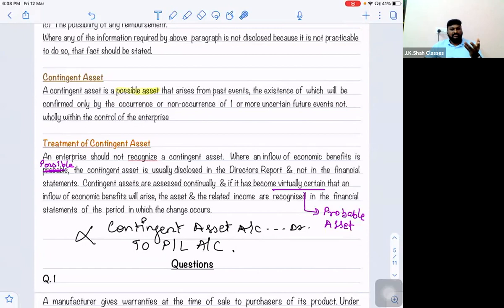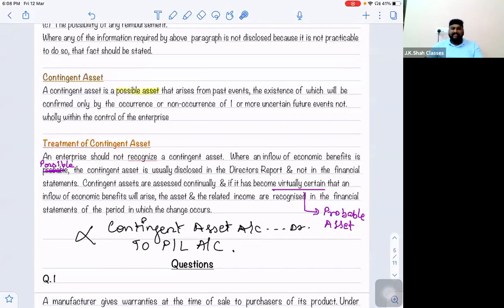And how to disclose will not be given, because in the director's report, the directors have their own choice to write. So there is no standard practice of how you have to disclose. If it is to be disclosed in notes to accounts, then the standard format will be given by the AS. But sir, there is one soft corner for AS 29 on contingent asset. And what is that soft corner?